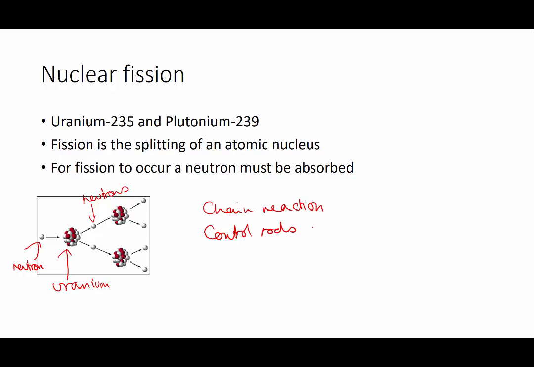In order to reduce the rate of that chain reaction, we use control rods in nuclear power plants, which absorb neutrons, therefore slowing down the rate of reaction.